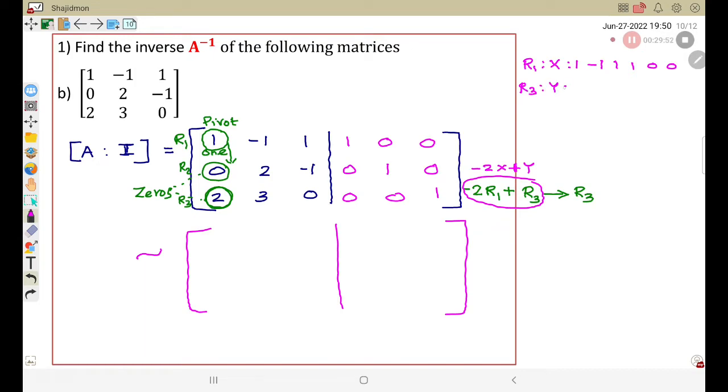R3 means y. What is the third row here? 2, 3, 0, 0, 0, 1. Okay, now we need to calculate minus 2x plus y.